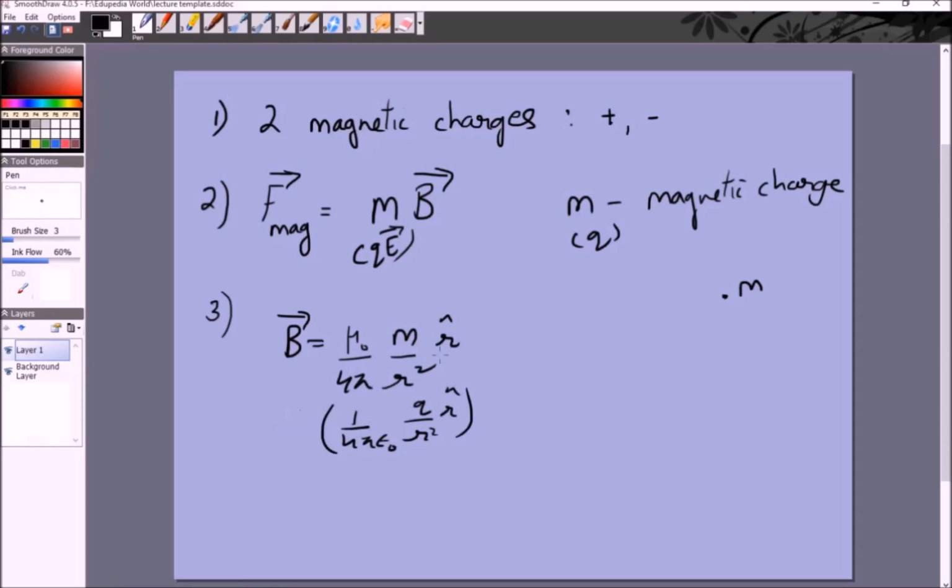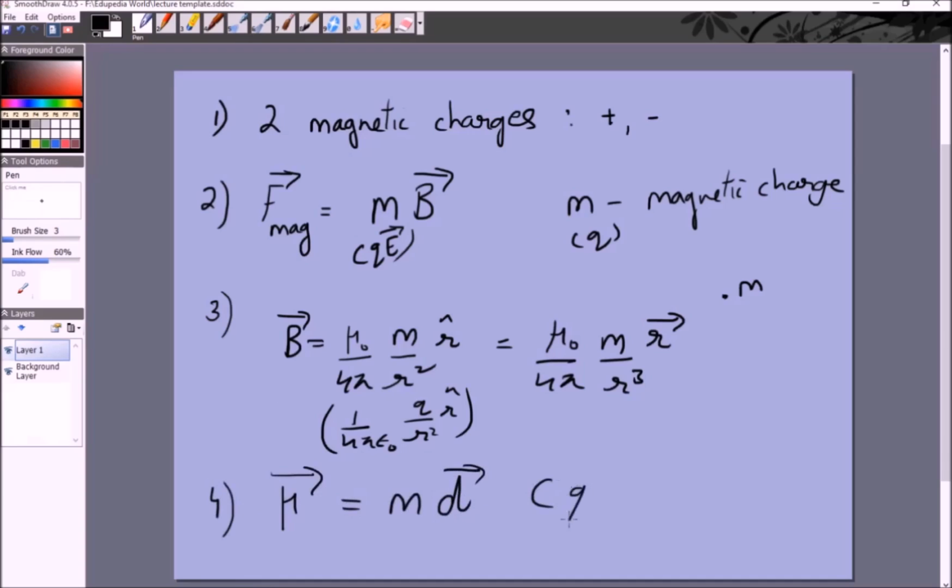Right? It can also be written, obviously, as mu naught by 4 pi M by R cube R vector, because R vector divided by mod R is R hat. If these things are assumed to be true, then the magnetic dipole moment can be written as MD, which will be the analog of QD.